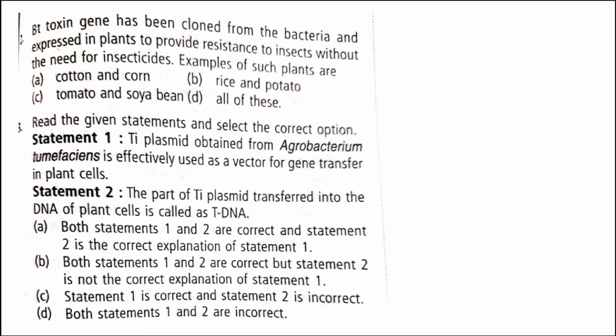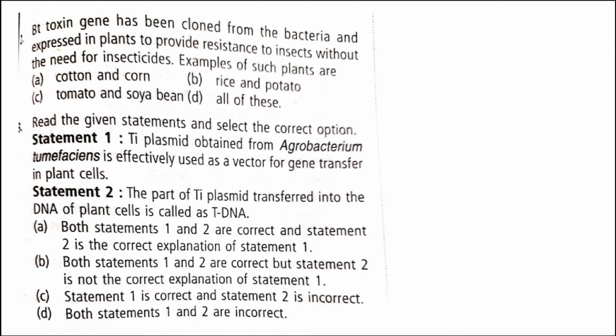Ti plasmid, tumor-inducing, from the soil bacterium Agrobacterium tumefaciens, is effectively used as vector for gene transfer to plant cells. This bacterium induces tumors in broadleaf plants such as tomato, tobacco, and soybean. The plasmid is disarmed by deletion of the tumor-inducing genes. This transformed bacteria can still infect plant cells.